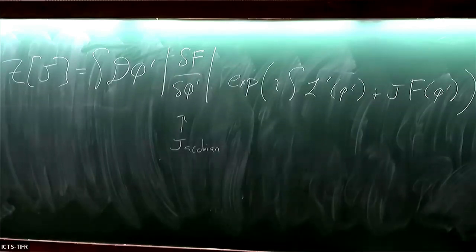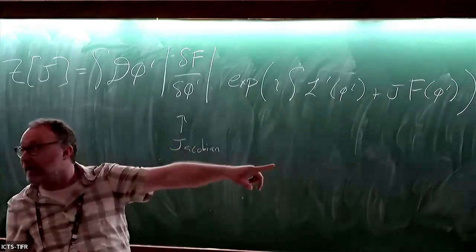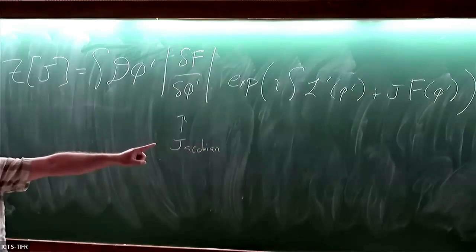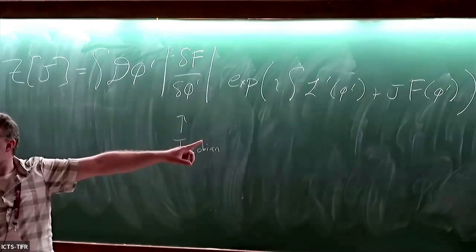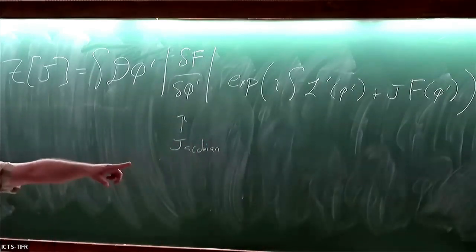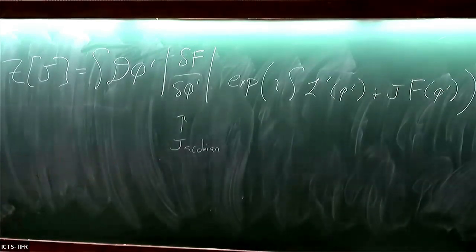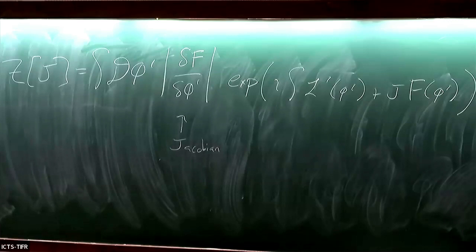No, I haven't changed J, right? That's just some external source. I'm calling it J here, I'm calling it J there, but exactly the point is that J couples to f of phi prime in this path integral, but it couples to phi prime directly in the other one. So that's exactly the difference between these two, okay?